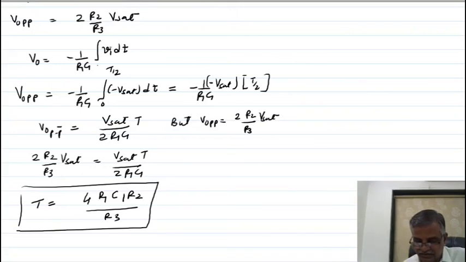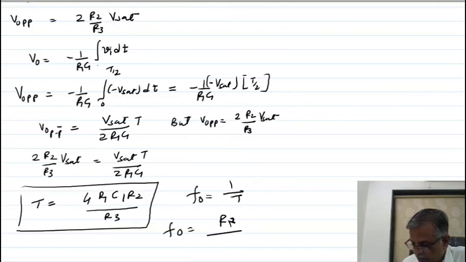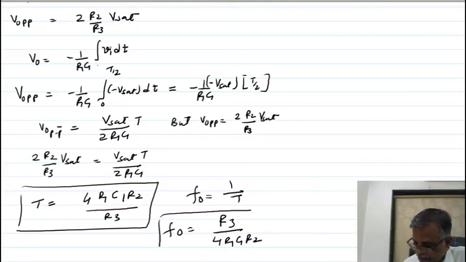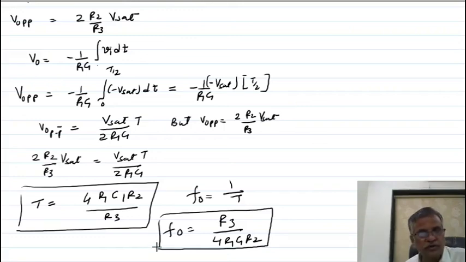I think you understand the entire lecture. The frequency of the oscillation, if you want to find, it is 1 by T. So the frequency of oscillation is nothing but R3 upon 4R1 C1 R2 for a triangle wave oscillation. Here is the end of my lecture. I think you understand the topic.